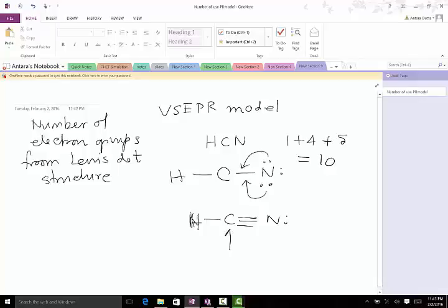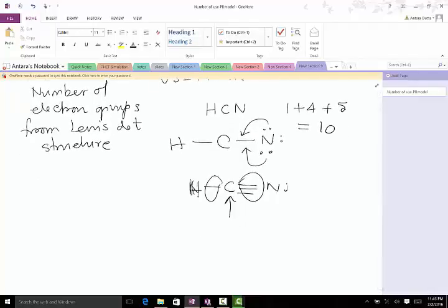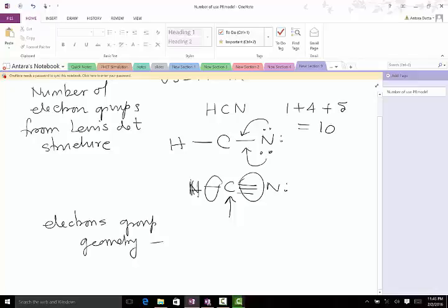If you look at the central atom, it does have 2 electron groups. VSEPR does not distinguish between double, single or triple bond. Everything is considered to be 1 electron density area. That means surrounding the central atom there are 2 electron groups present in this molecule. Now according to the VSEPR theory, if a molecule has 2 electron groups, then the geometry should be linear. So electron groups geometry is linear. Bond angle 180 degree.